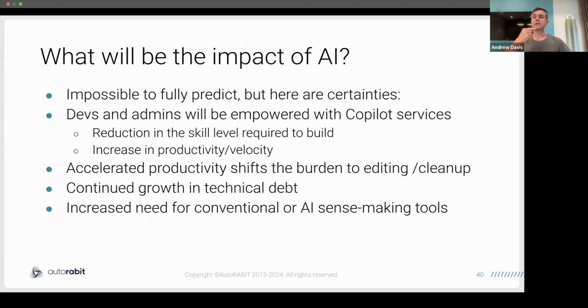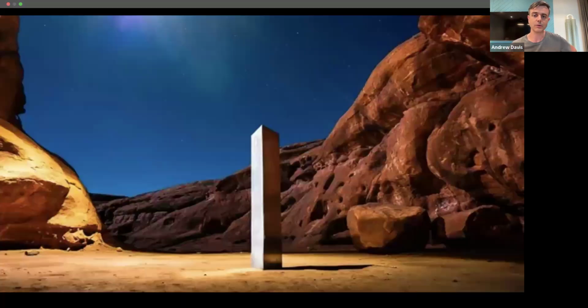But what that does is, as you're accelerating productivity and putting more and more stuff into the org, that shifts the burden from it's hard to create things to it's hard to understand what's already there. It's hard to maintain things. That'll shift the burden to an increase in technical debt. And it will increase the need for either conventional tools or AI powered tools to help make sense of what on earth is going on in our orgs. And that idea for the capacity for something to be made visible, intelligible, understandable to human beings is incredibly powerful. That's why at AutoRABIT, we talk a lot about visibility and the importance of visual thinking, making things visible.